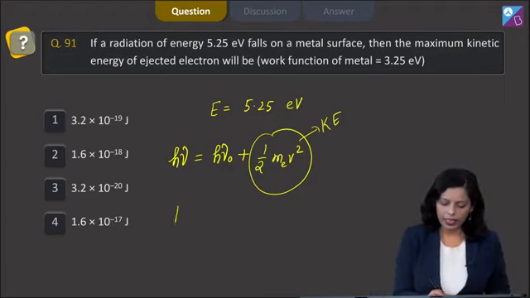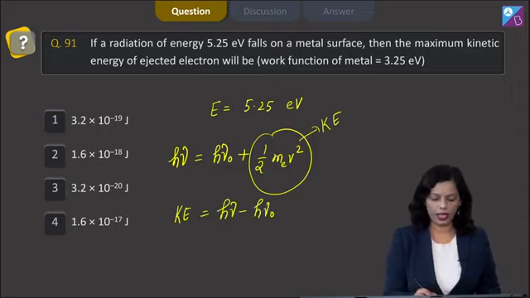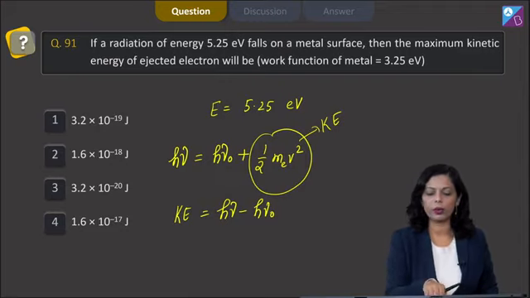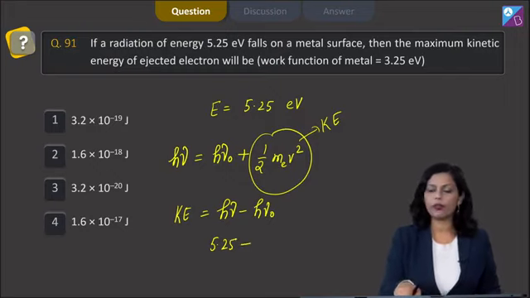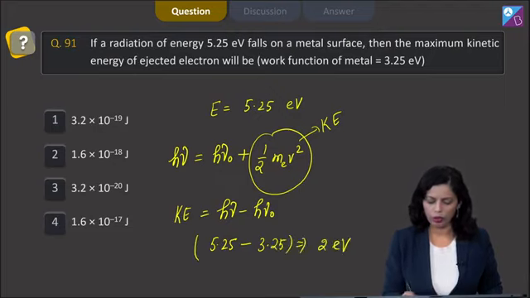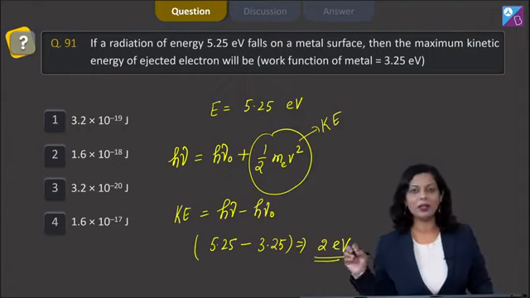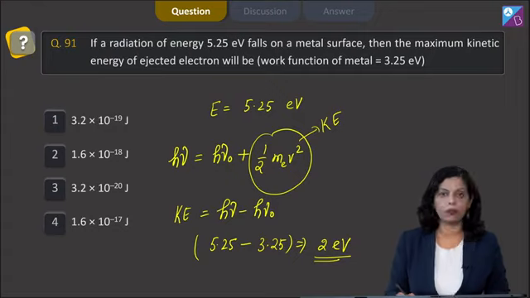So kinetic energy would be equal to h nu minus h nu naught, and this h nu is clearly given in the question: the total radiation that you are providing is 5.25 eV, minus the work function of the metal, which is also given, 3.25 eV. So this will be 2 electron volt. That is the final answer, but the answer should be in joule, so change this into the joule value.